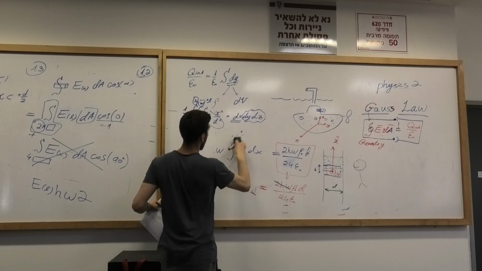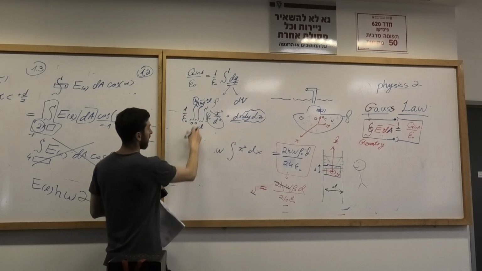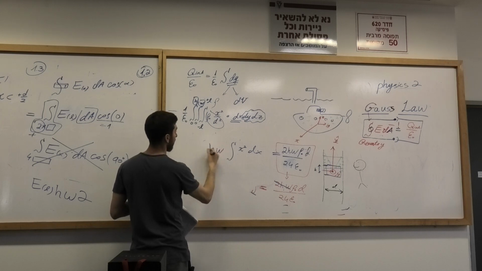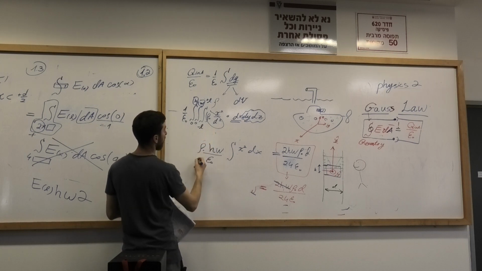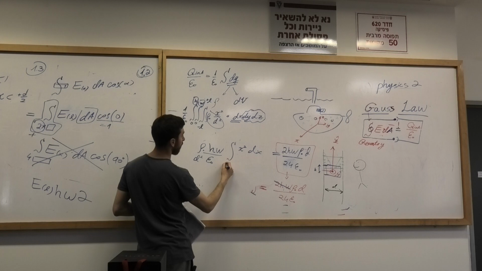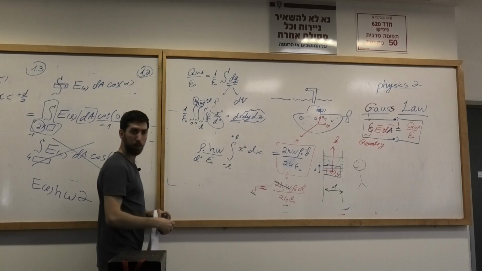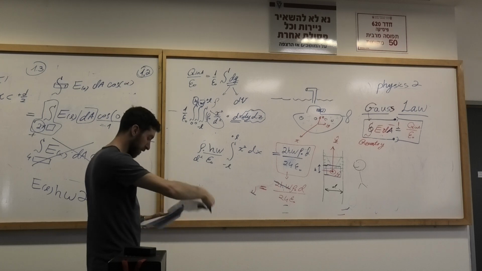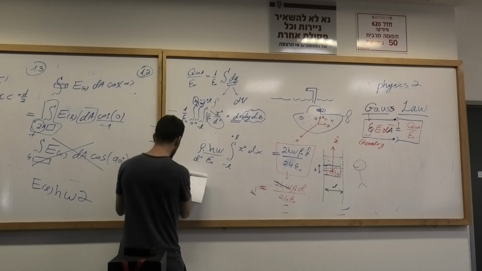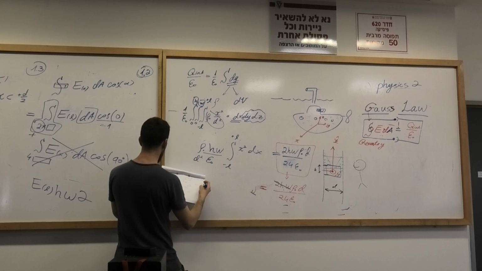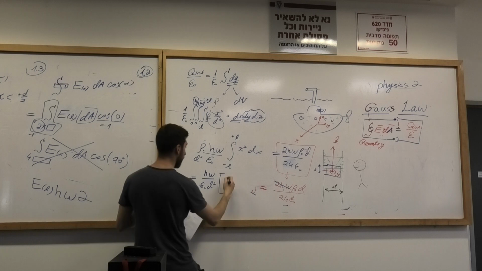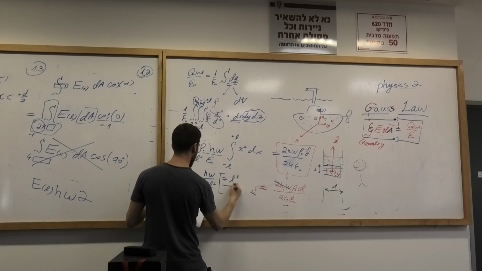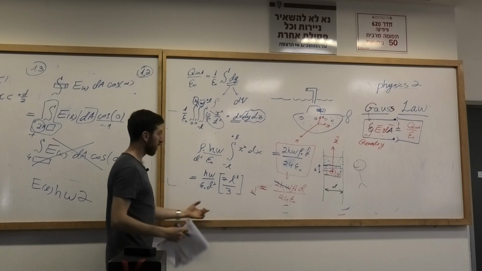The only thing that has changed is the limits of the integral here. This stays the same, right? H W epsilon rho d squared, right? Right now we are running from minus L to plus L, and we're going to end up with H W divided by epsilon naught d squared times 2 L to the third divided by 3. That's what we're going to have.